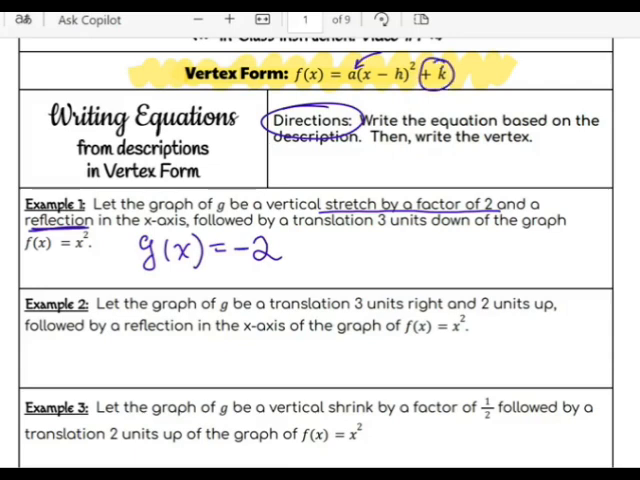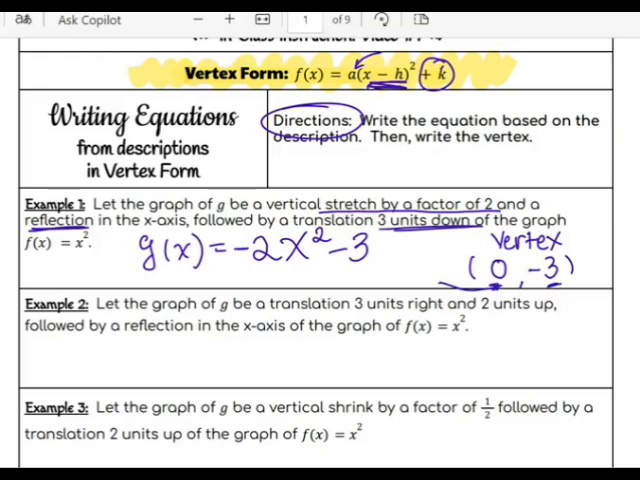Okay, our k value is the up and down. It doesn't say anything about left or right, which is inside the parentheses, so we're not going to have any parentheses. So I'll have x squared, and that was 3 units down, minus 3. The vertex in this situation is going to be 0, negative 3. The x value is 0, the y value is negative 3.